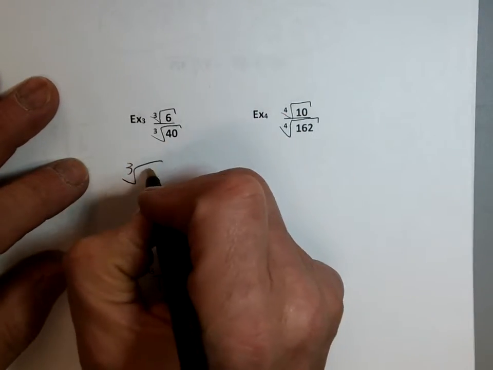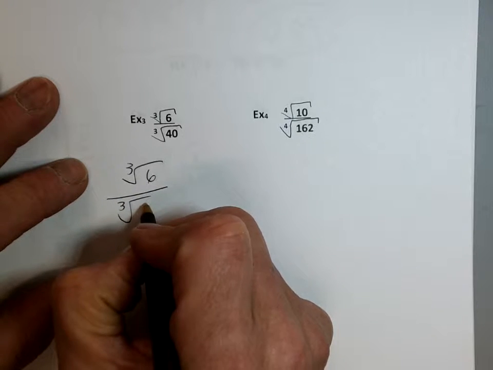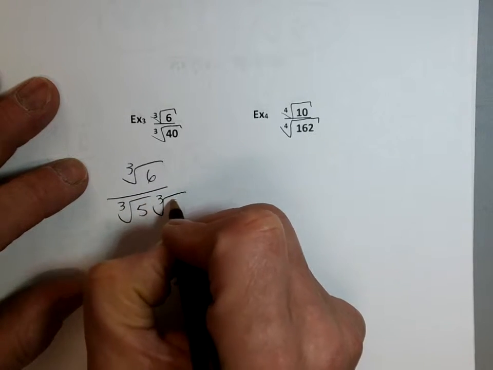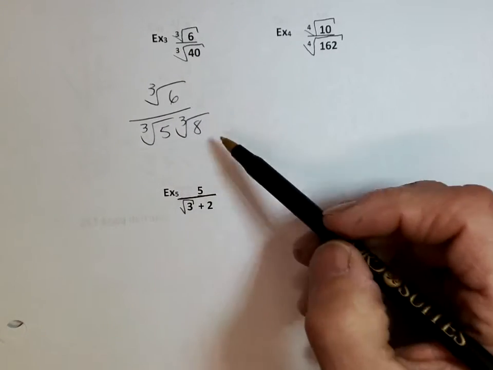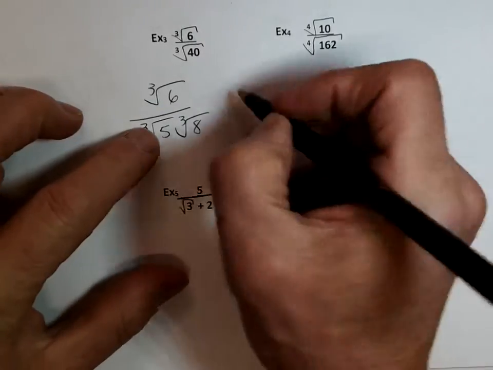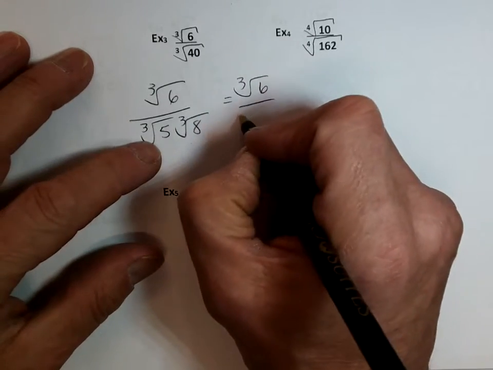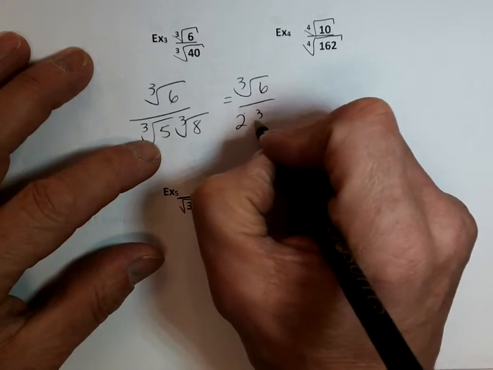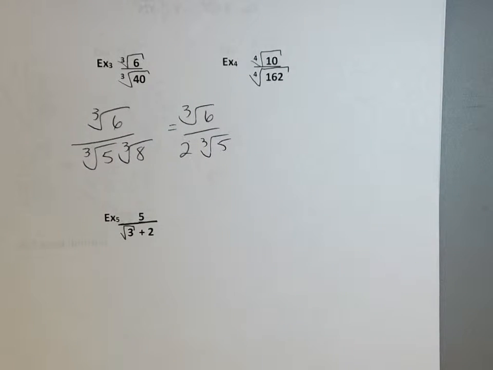Cube root of 6 over the cube root of 5, cube root of 8. Why is Caleb's way easier? 8 just becomes a 2. Everybody see that? Thanks, Caleb. So we'll go the cube root of 6 over 2 times the cube root of 5. How am I doing?